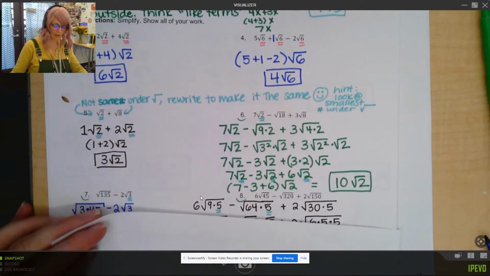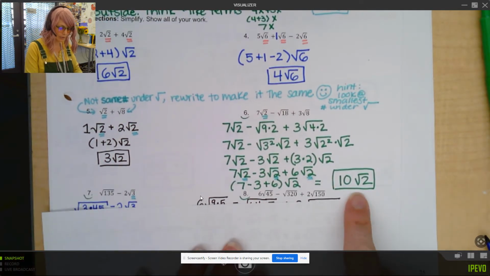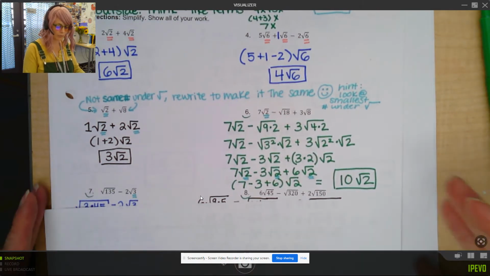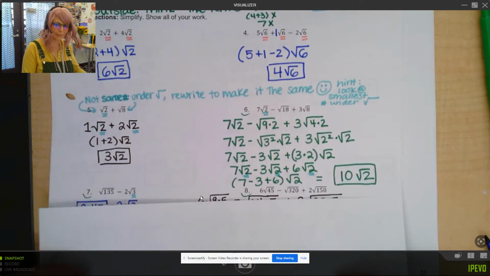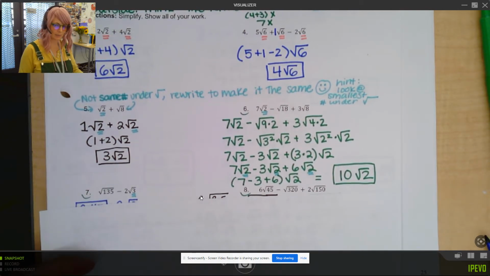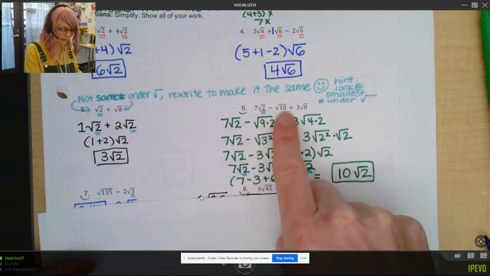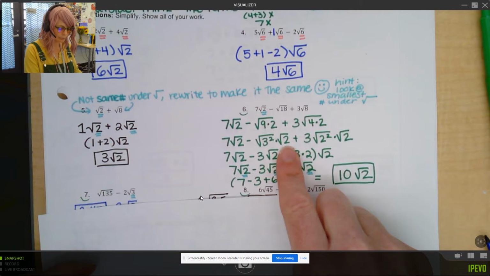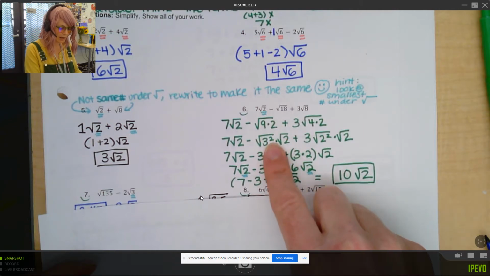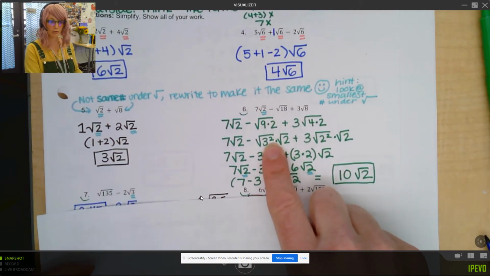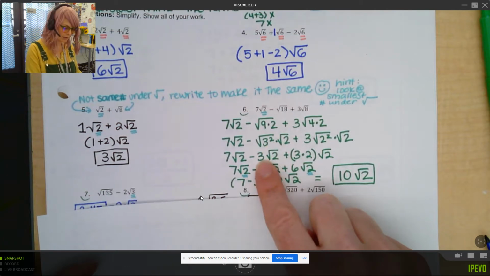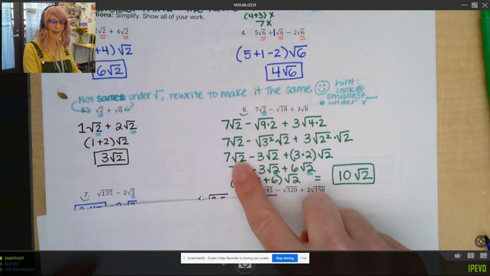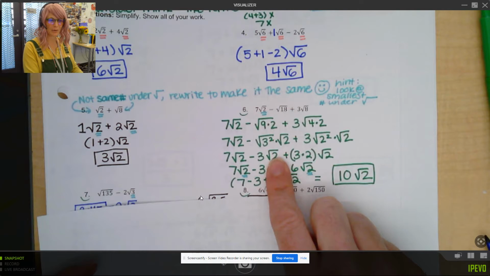Number 6, you should have gotten 10 square root 2. So remember, if you don't have the same number under the radical, you can rewrite it to make it the same, right? And the hint is look at the smallest number under the radical. So we looked at square root of 18, and I know it's 9 times 2. So 9 is 3 squared times square root of 2. The 3 squared, square roots and squares are inverse operations, so they cancel out. So I have 3 square root 2. So I'm happy. 7 square root 2 minus 3 square root 2.